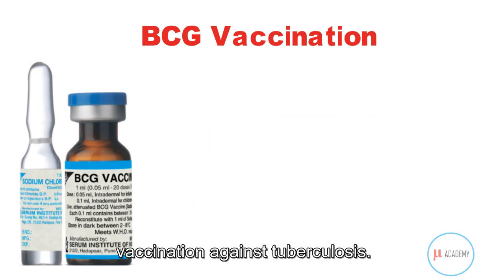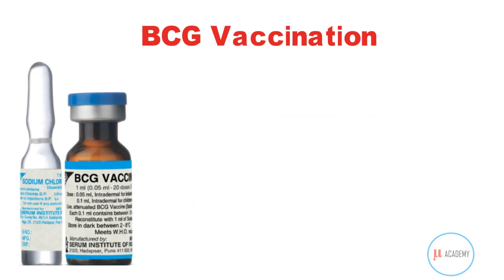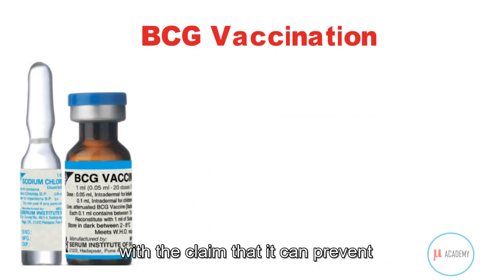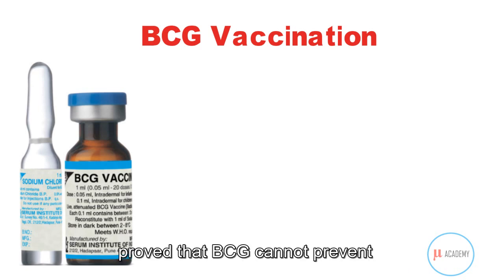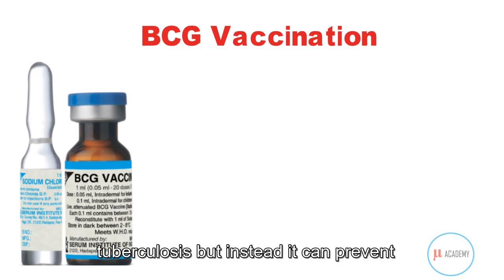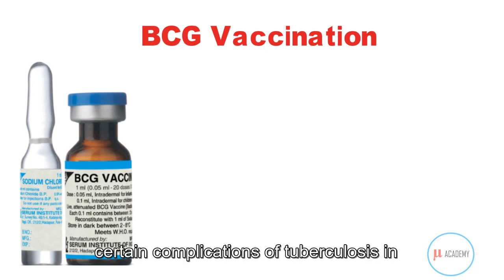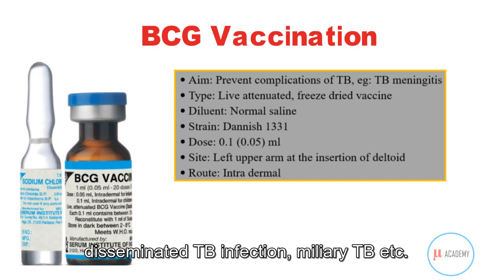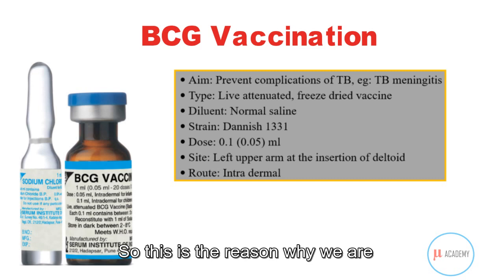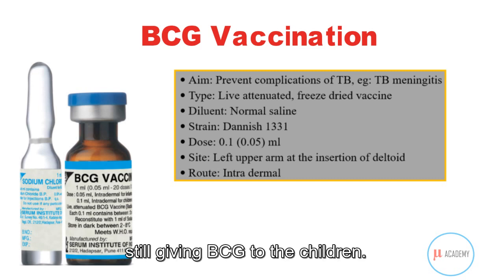Finally, the vaccination against tuberculosis, that is BCG. BCG is a vaccine which was introduced with the claim that it can prevent tuberculosis, but later on researchers proved that BCG cannot prevent tuberculosis, but instead it can prevent certain complications of tuberculosis in children like TB meningitis, disseminated TB infection, miliary TB, etc. So this is the reason why we are still giving BCG to the children.